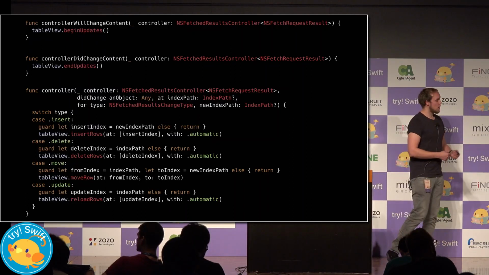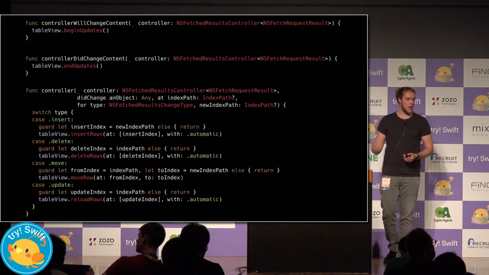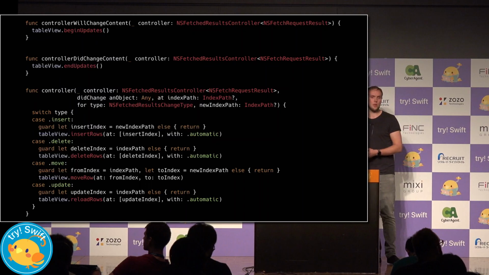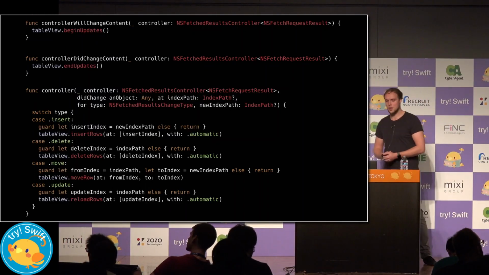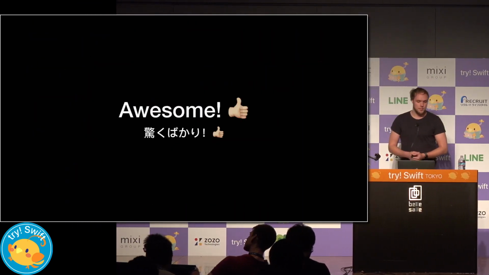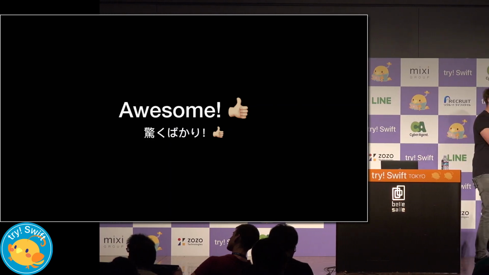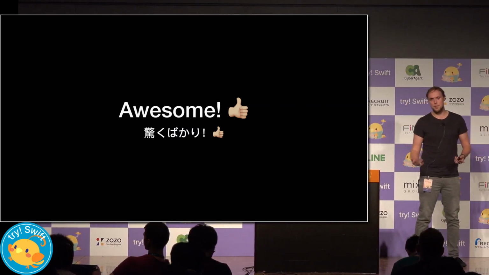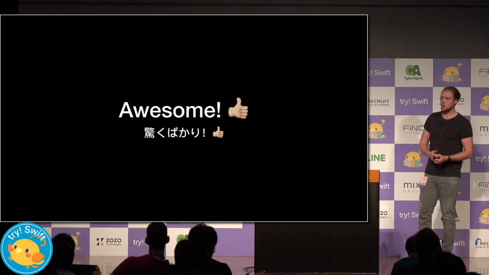So that switch statement there just checks what kind of update is this? Do we have the index path set? It should be set for the appropriate cases, and then the table view will be manipulated accordingly. So this is great. I mean, I just showed you in just a little bit of code how you can build an app that shows items for a conference and that's able to react to changes.